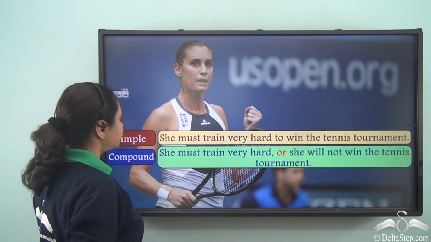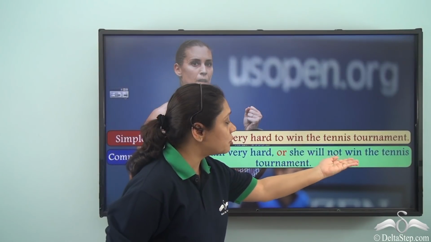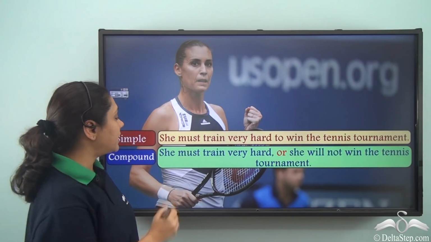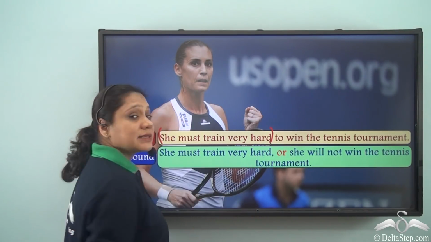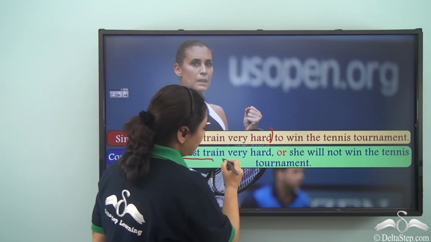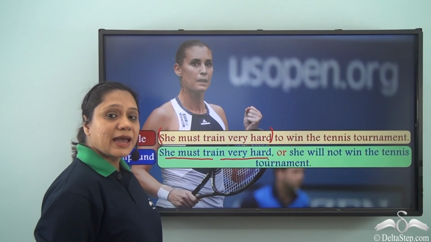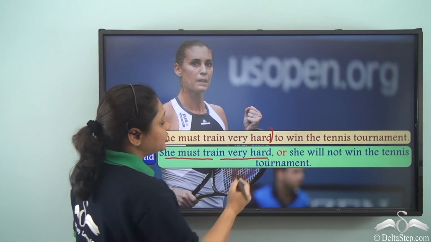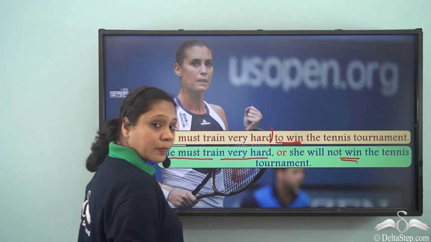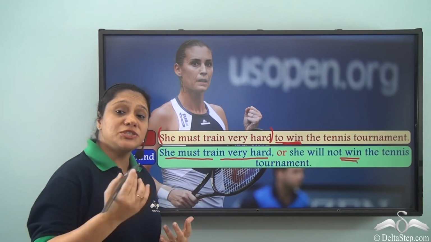We will write, she must train very hard or she will not win the tennis tournament. So what have we actually done here? Now this part, she must train very hard, is kept as it is. This is our first independent clause. She must train very hard. Now the other half, to win the tennis tournament, is actually worked with, and we have changed to win to its finite form, win. Now must train is actually showing some kind of compulsion to achieve something.